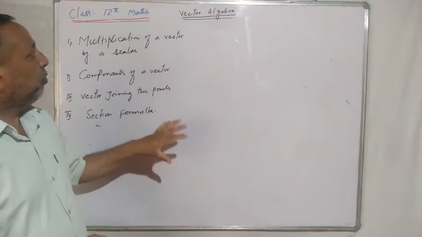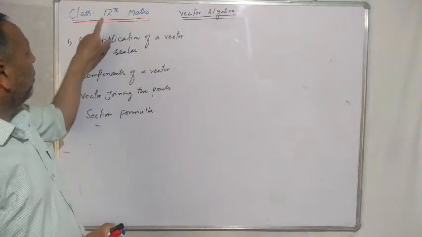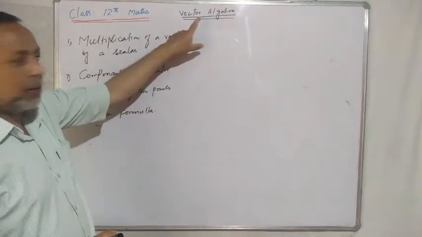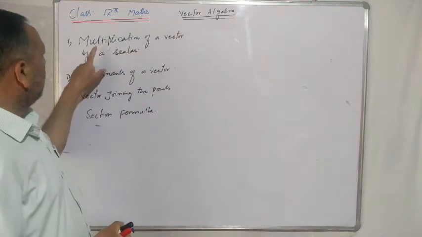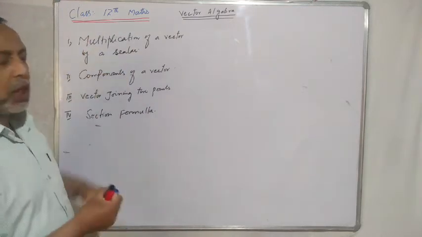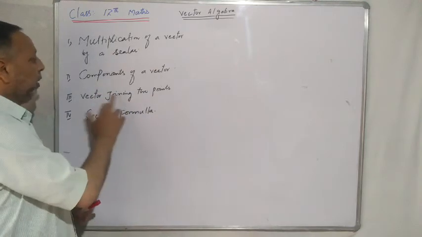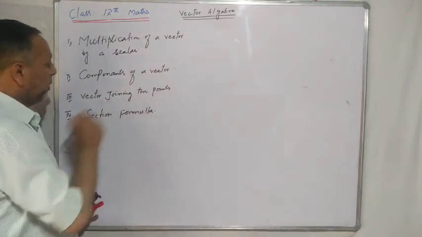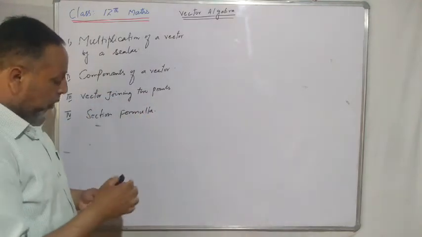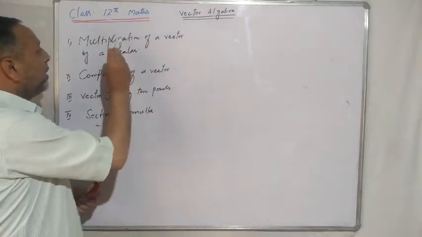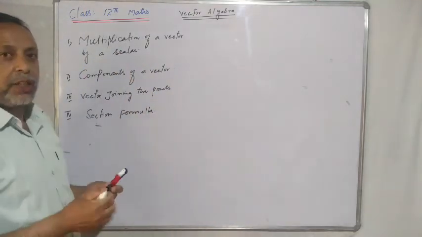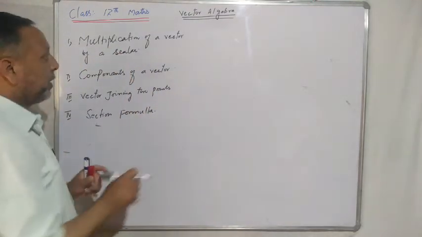In this session, we will discuss 12th class mathematics, vector algebra. We will discuss multiplication of a vector by a scalar, components of a vector joining 2 points, and section formula. So let us start with multiplication of a vector by a scalar.